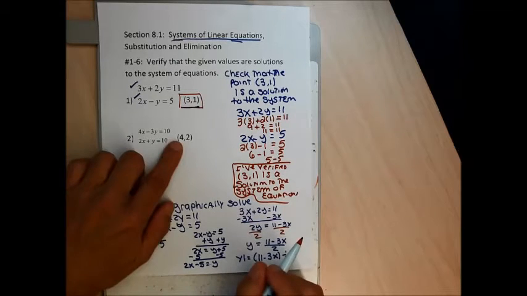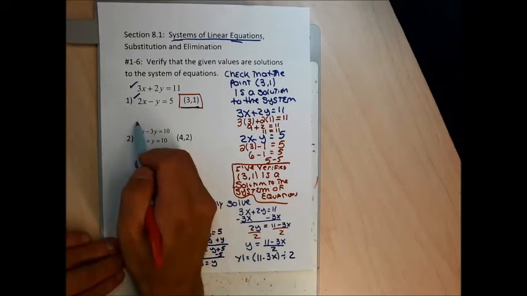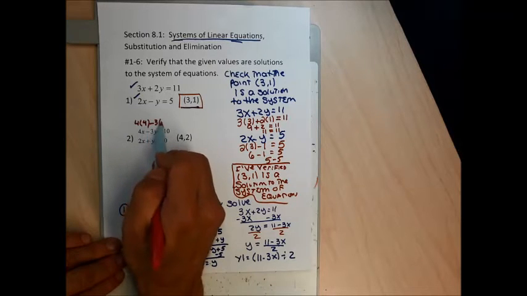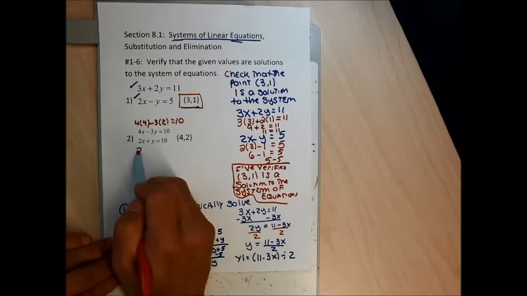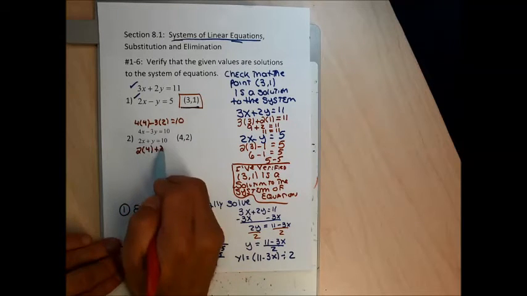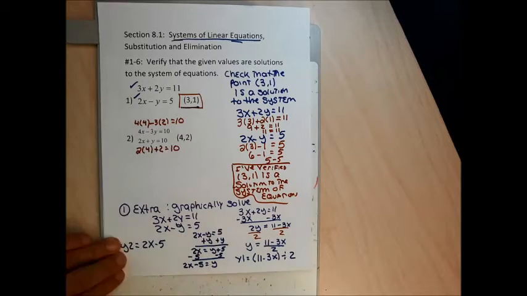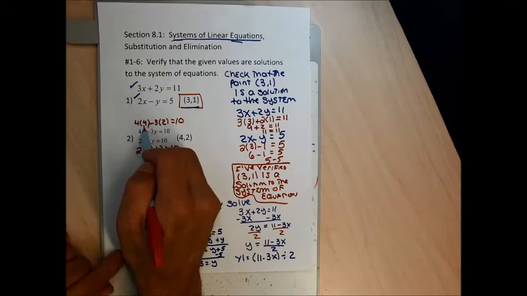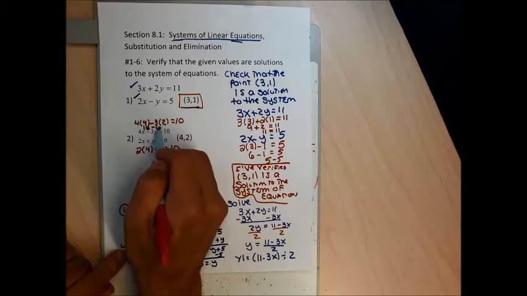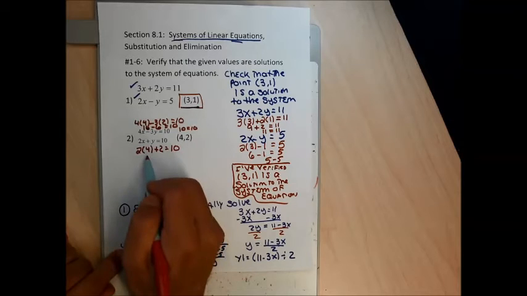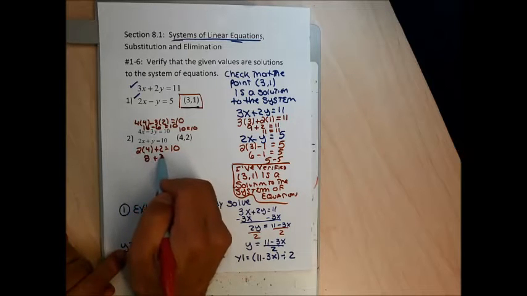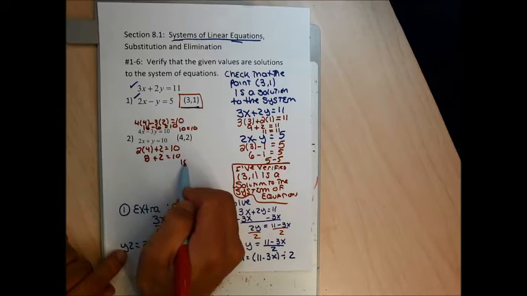For number 2, I could do exactly the same thing. I can plug in 4 for x and 2 for y into the top equation, and I can plug in 4 for x and 2 for y into the bottom equation. And when I do that, I have to get 2 true statements. In the top equation, I'd get 16 minus 6 equals 10, and that would give me 10 equal to 10. In the bottom one, I'd get 8 plus 2 equal to 10, which would give me 10 equal to 10.